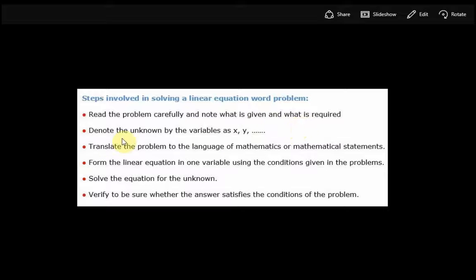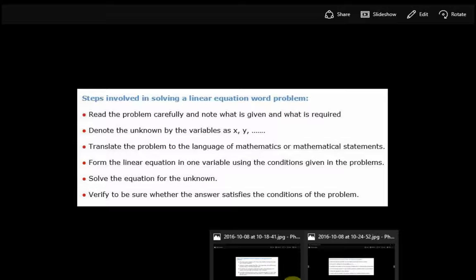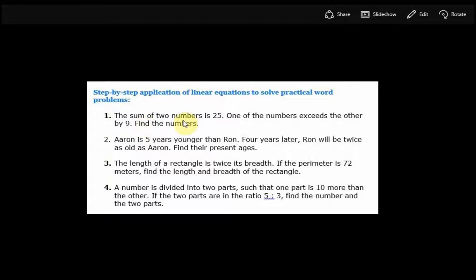Then, denote the unknown by variables, so as x, y, whatever. We know variables. So we denote the unknown. For example, here we saw this. It said that the sum of two numbers. Now these numbers are variables. Let the numbers be, for example, x and y. The sum of two numbers, x plus y. Now, one of the numbers exceeds the other by 9. Okay, so y equals x plus 9. All right. So you see, those are steps.